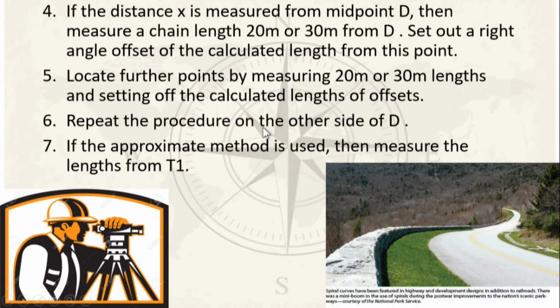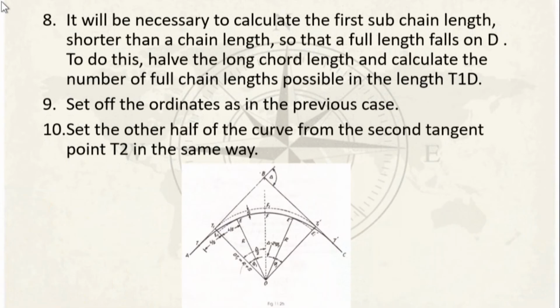Then locate further points by measuring 20 or 30 meter lengths and setting off the calculated lengths of offsets. Repeat the procedure on the other side of D. As I said, if you do it in T1, you have to repeat it in T2, and you will get R1 and R2. If the approximate method is used, then measure the length from T1. We are basically using the approximate method. It will be necessary to calculate the first subchain length shorter than a chain length so that the full length falls on D.